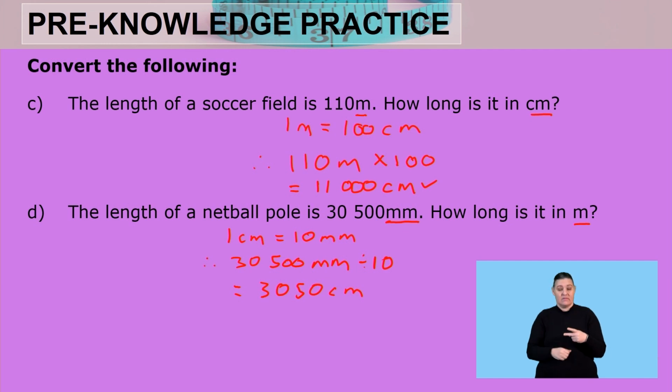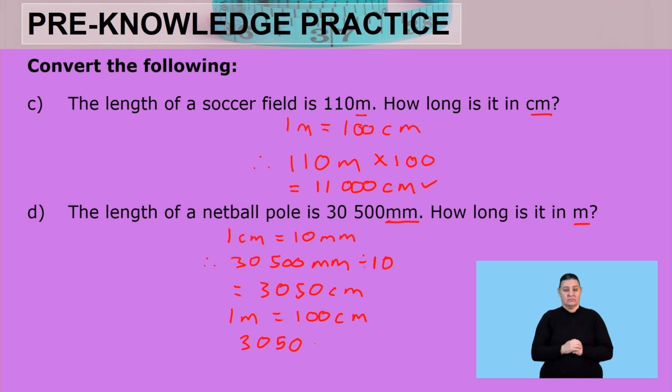Now we've got to go from centimeters to meters. So there is 1 meter is 100 centimeters. All right, almost there. So 30,000, oh, sorry, not 30,000, 3,050 centimeters. Let's write that guy again. 3,050 centimeters divided by 100 gives me 30,5 meters. There we are at the end. All right, nice work. Let's carry on.